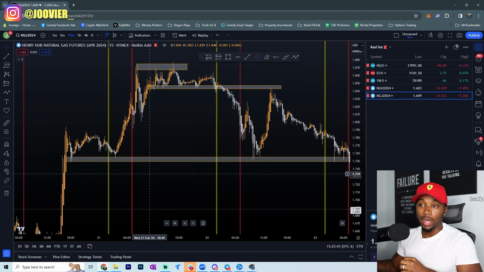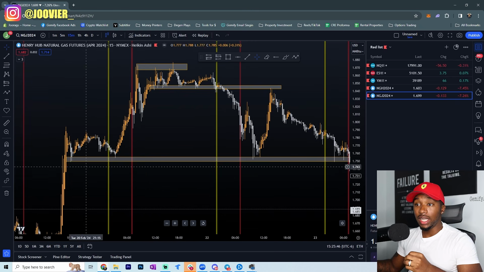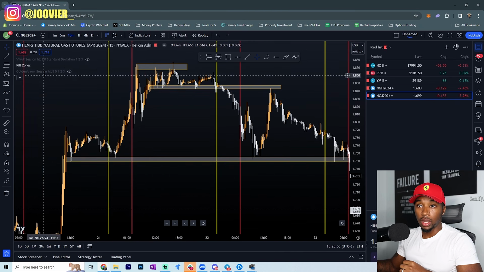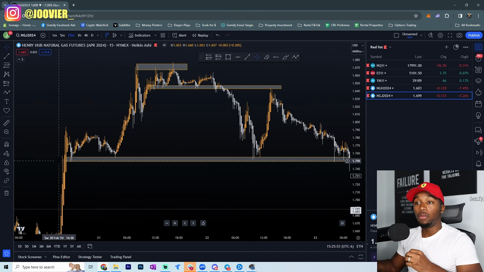I suggest you guys try it out. But as you see, it's the same example I had drawn up before. We have a floor right here. Let me turn off my indicator right here, actually. We have a floor right here.